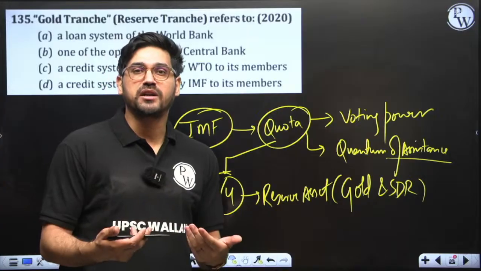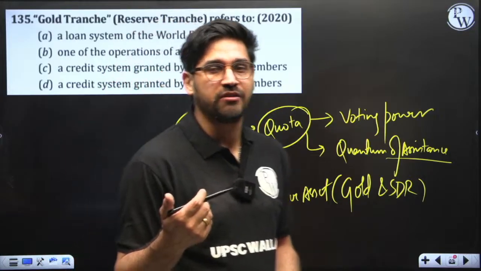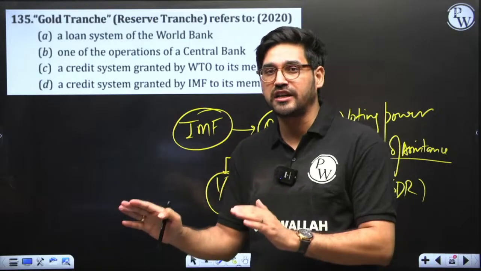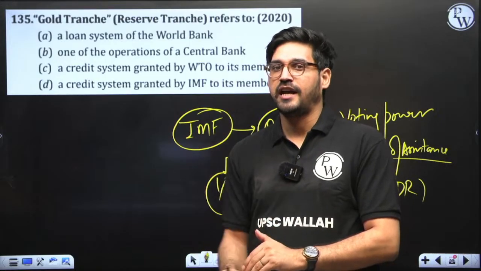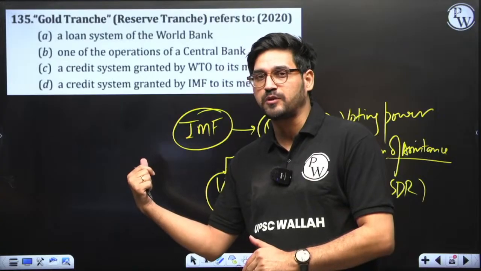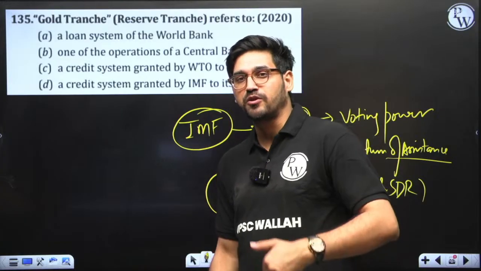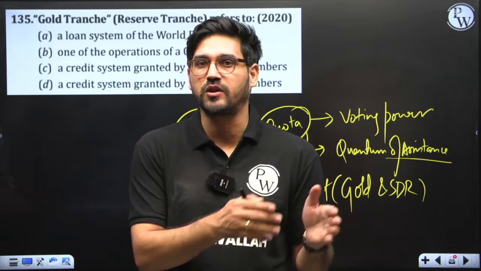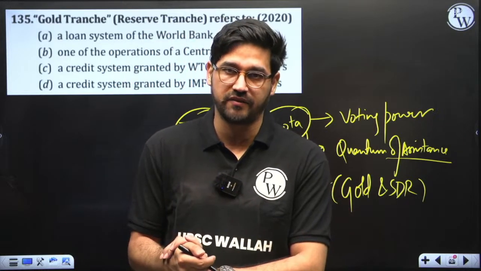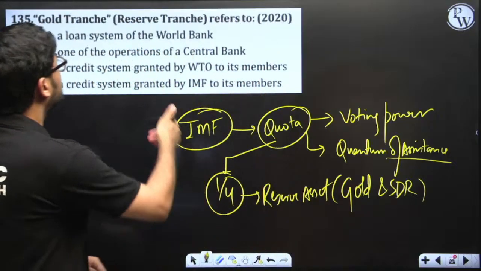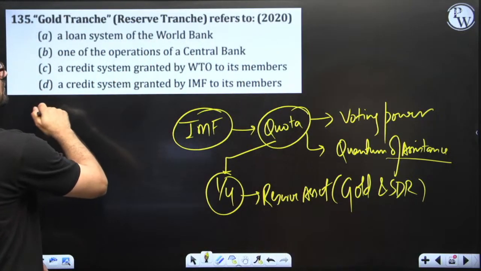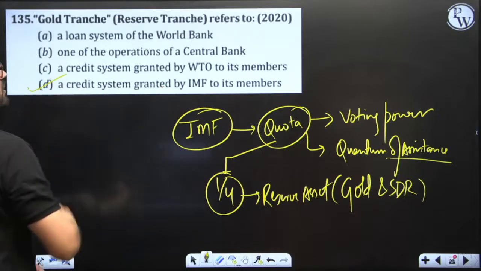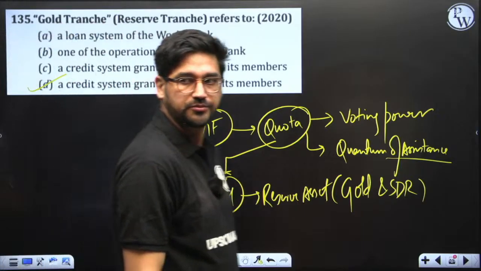So, if a member country wants assistance from the IMF, it can get 25% of its quota with no conditions imposed by the IMF. If it goes beyond its reserve tranche position, thereafter the IMF is going to give you assistance, but that assistance will come with certain conditions. This is what we call conditional assistance coming from the IMF itself. So what is the reserve tranche position? Reserve tranche is a credit system granted by the IMF to its members, right? Easy.